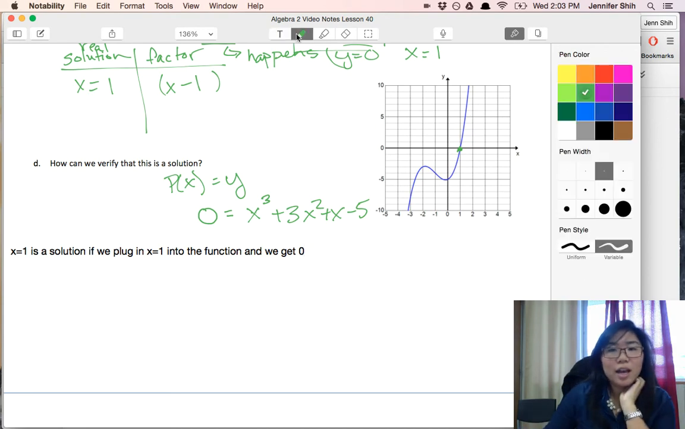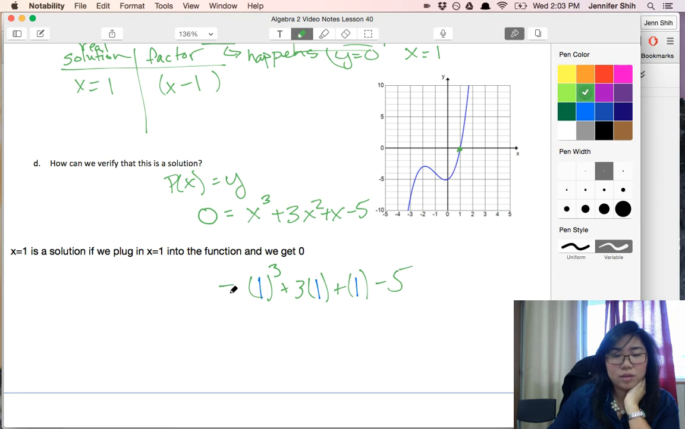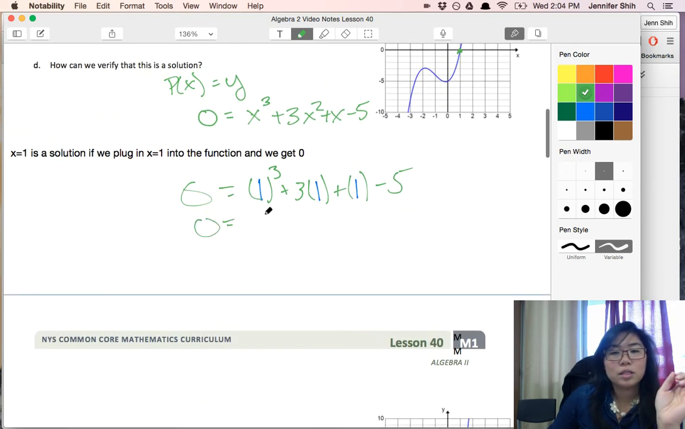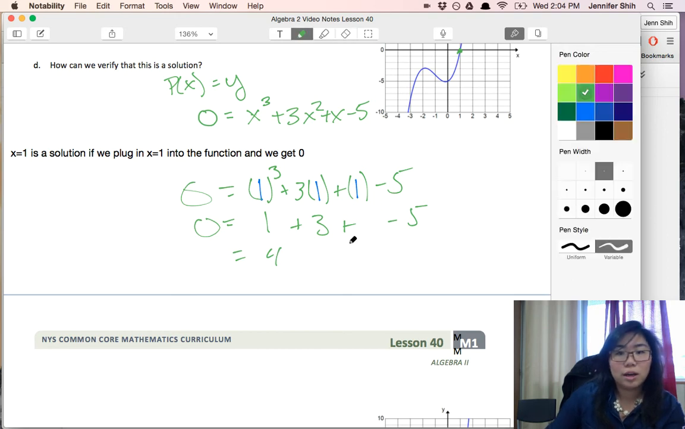Okay, so let's try it out. Let's plug in x is equal to 1 into this function. All right, so 1, 1, 1. 1 cubed plus 3 times 1 plus 1 minus 5. Let's see if this is equal to 0. And we do our math really quick. Is 0 equal to 1 plus 3 plus 1 minus 5? Is it equal to 4? Oh my gosh, is that a 5? I meant 1. 1, 4 plus 1 minus 5.